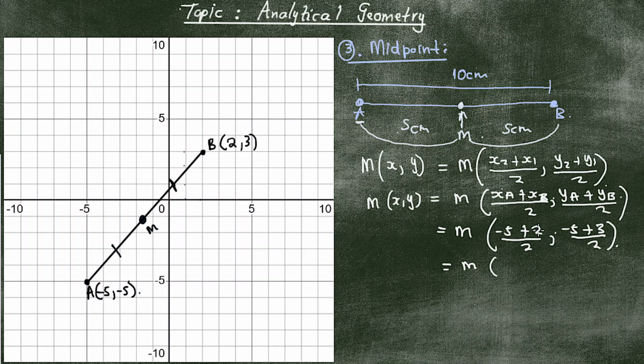Then on your calculator, minus 5 plus 2, that's negative 3 over 2. Then minus 5 plus 3, that's going to be minus 2, divided by 2. So the final answer is going to be M(-3/2, -1). Yes, I was close, very close. Okay, so this is the midpoint.